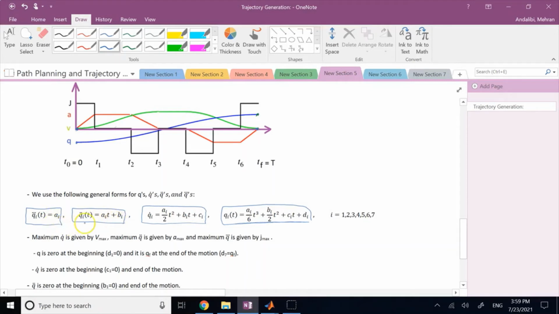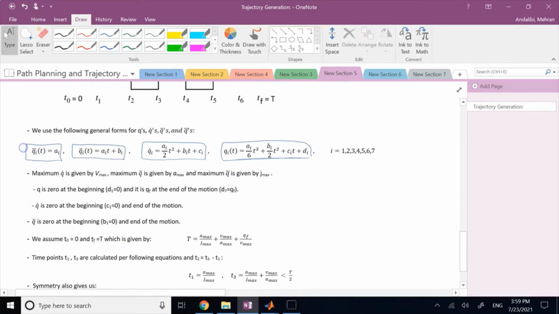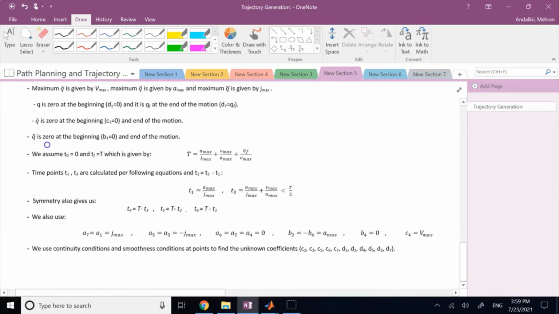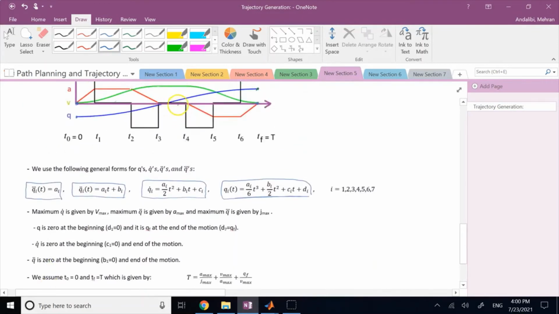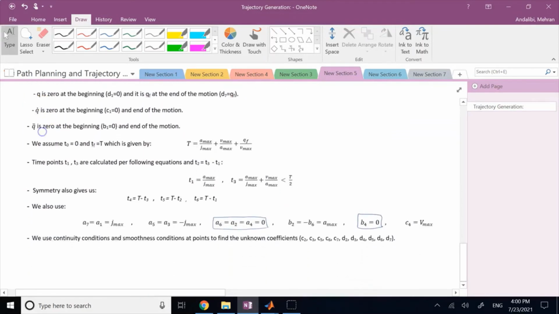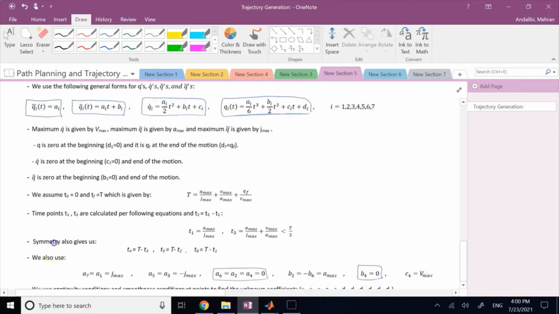As I said, 3 of the A's that I mentioned in my notation, if you look, you have your A2, A4, and A6. All 3 of these are 0, and among the B's only B4 is 0, the B for the middle motion between 3 to 4. The C's are not 0.